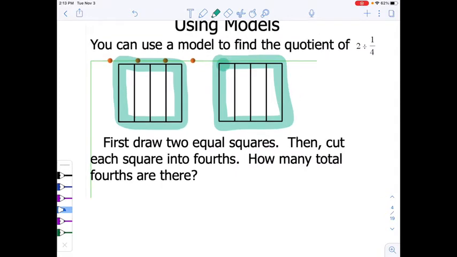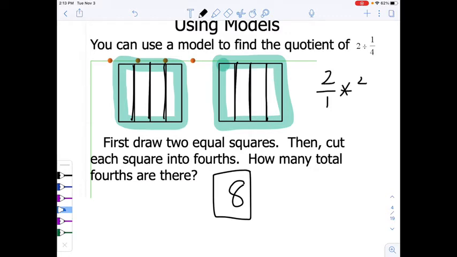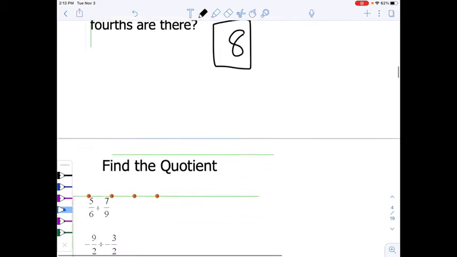Then we have to divide that by 4. So cut them into fourths. 1, 2, 3, 4. 1, 2, 3, 4. When we divide them into fourths, we get 8 fourths. So 2 divided by 1/4 would be 8. That's why when we do keep, change, flip, we get 8 as an answer.